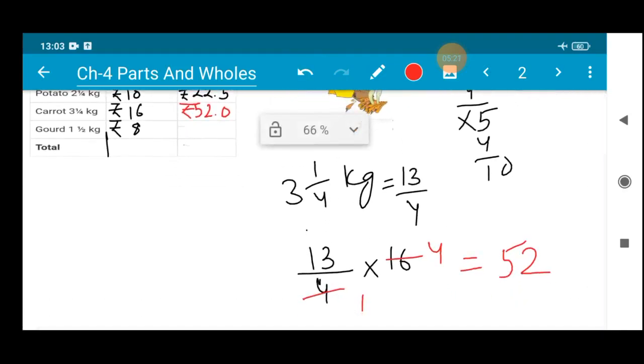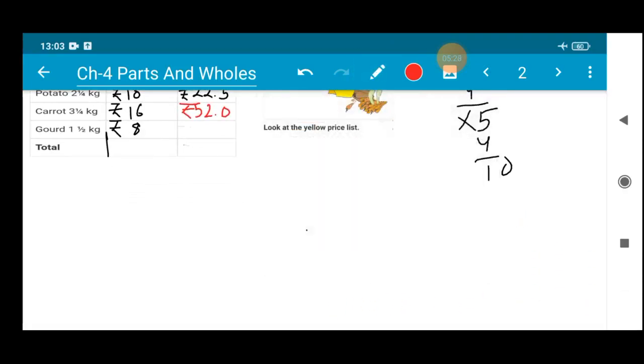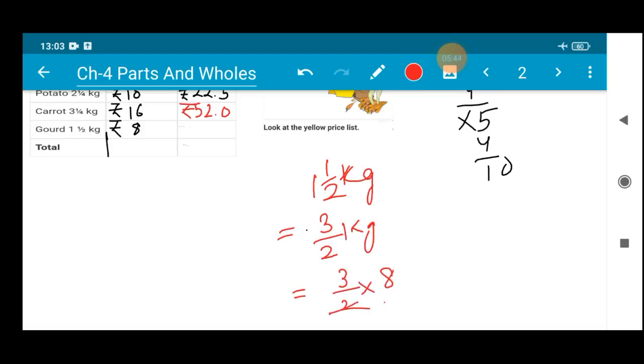Now the cost of 1 kg gourd is rupees 8, then what is the cost of 1 whole 1 by 2, that is 1.5 kg? So cost of 1 kg is 8, then the cost of 1 whole 1 by 2 will be equal to 3 by 2 kg. That means 1 whole 1 by 2 kg means it is 3 by 2 kg. So for the 3 by 2 kg, she has to pay rupees 12. Okay, so 8 plus 4 you can say it is rupees 12.